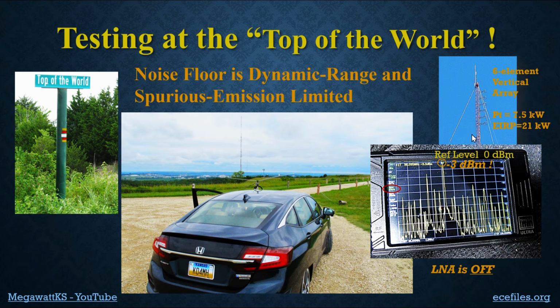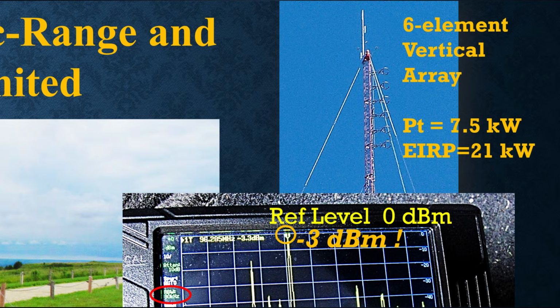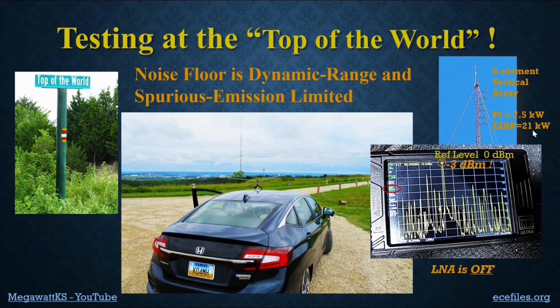So this tower is putting out, let's see, the actual transmit power is 7.5 kilowatts. The effective isotropic radiated power is 21 kilowatts. That's a lot. Of course, by the time it gets over to this antenna, it's spread out everywhere and it's not pumping kilowatts into this antenna. But it is pumping minus 3 dBm, or probably 0, which is around 1 milliwatt. The reference level up here is 0 dBm.